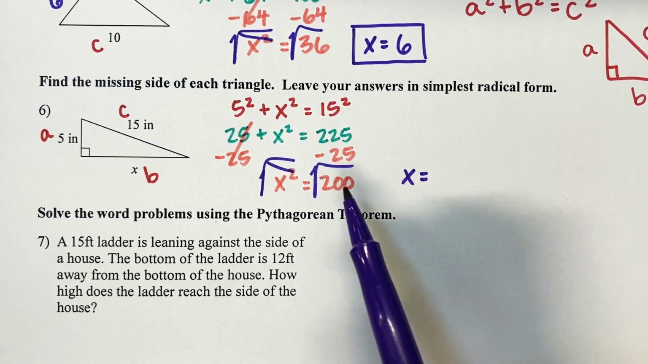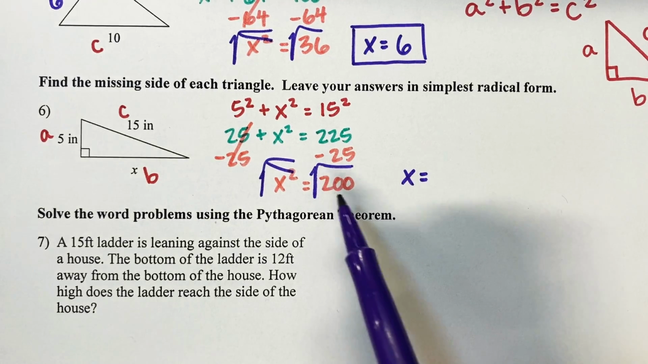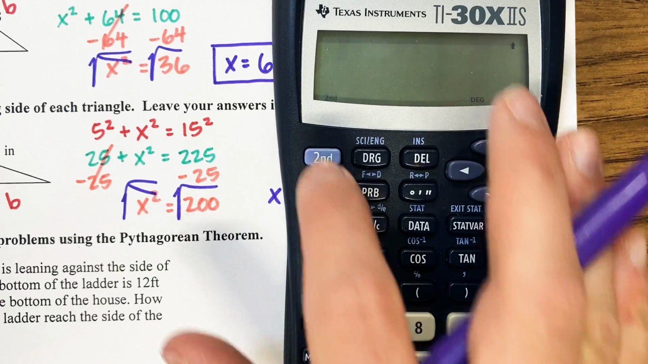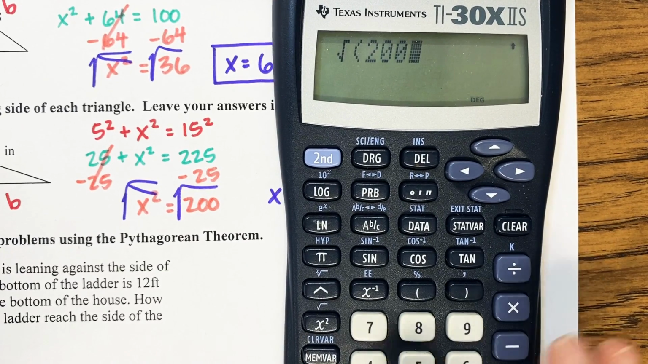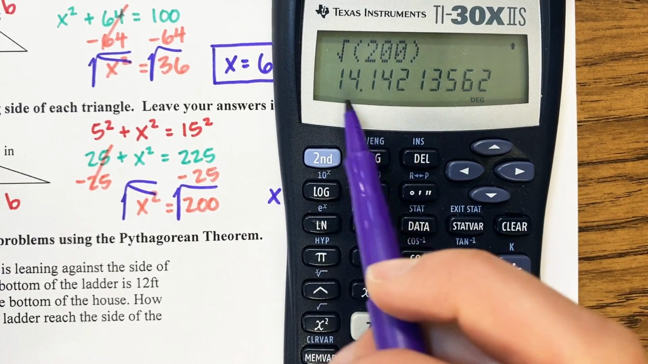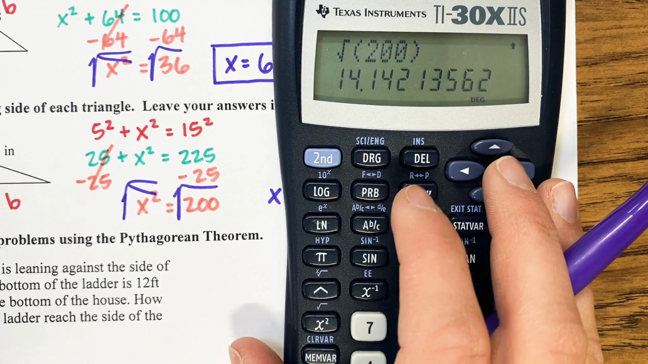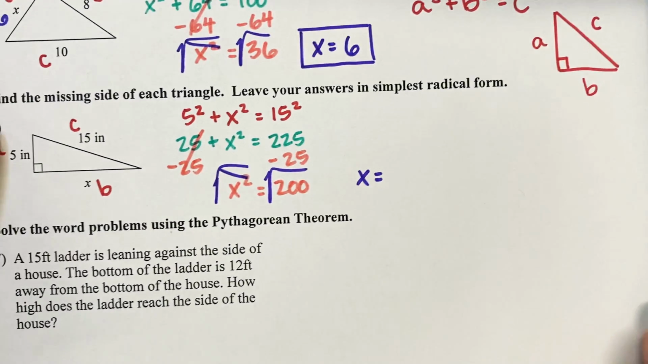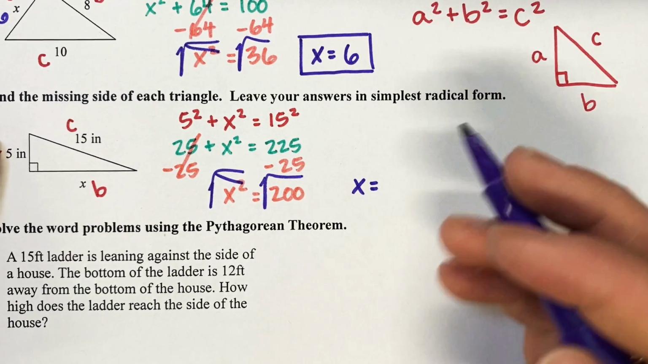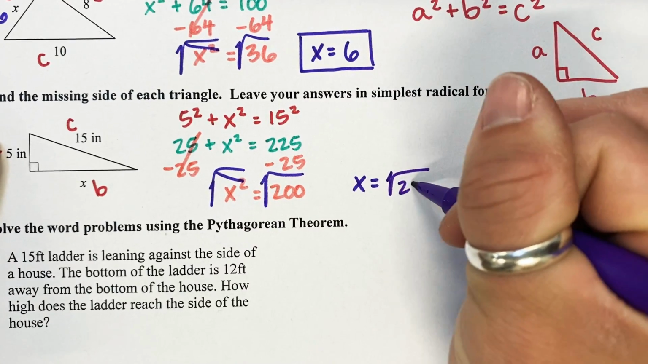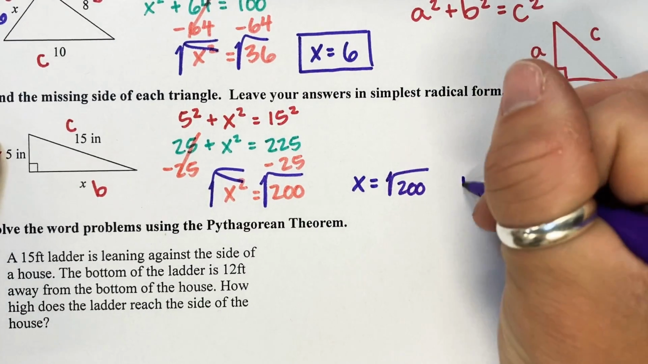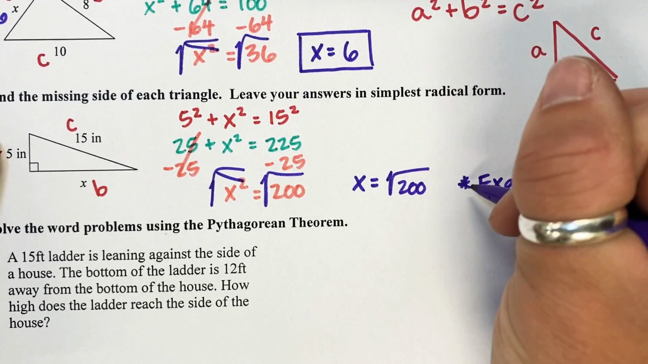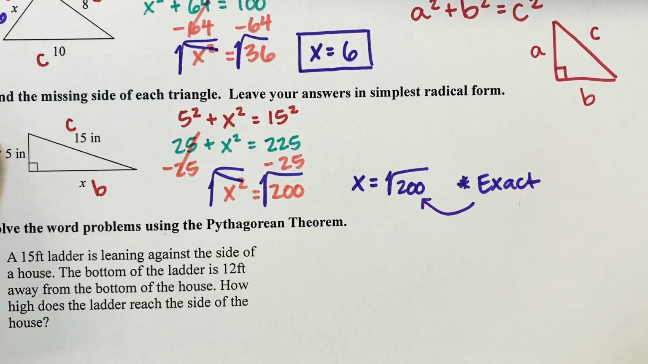Okay, now I don't know if there's a number that multiplies by itself perfectly to give me 200, so I'm going to go ahead and use my calculator. Okay, so I have the square root button, 200, and I get this big long decimal. Okay, so on your test, it might ask you for the exact answer. When you hear the words exact answer, you want to keep it as a square root. Okay, in fact, let's make that note on our paper. Exact answer is square root.